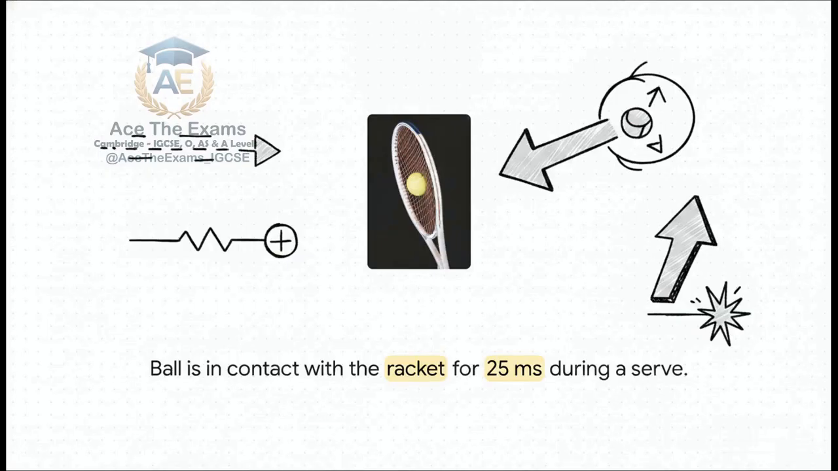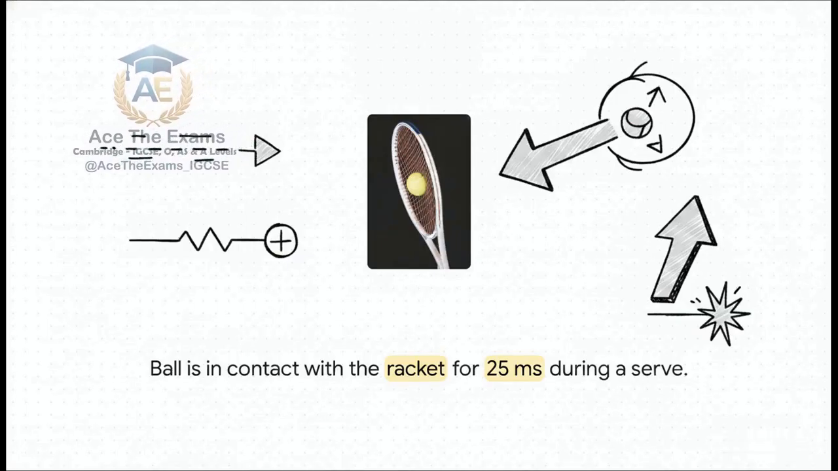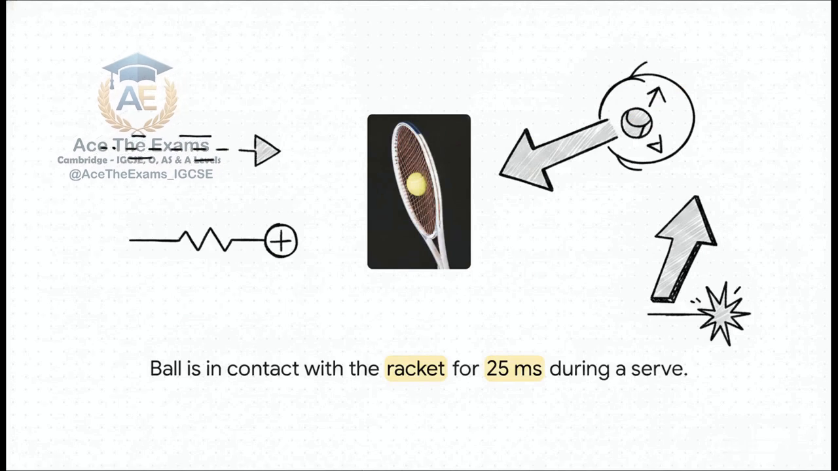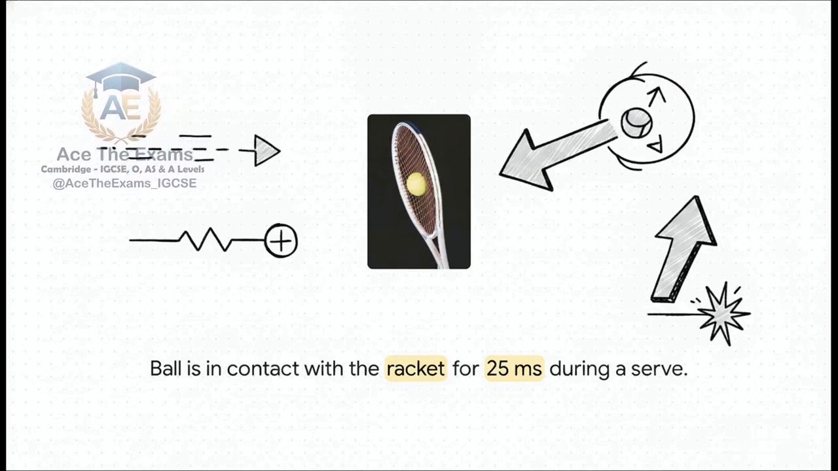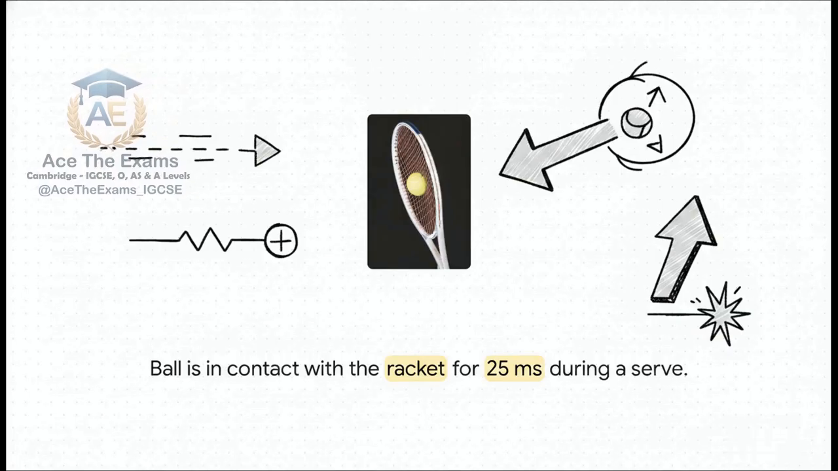All right, welcome to Challenge 1, the data scan. You have an exam question featuring a 60-gram tennis ball being served at 55 meters per second. The contact time is 25 milliseconds. Imagine a 60-second timer ticking down. What is the core trend you need to extract here?